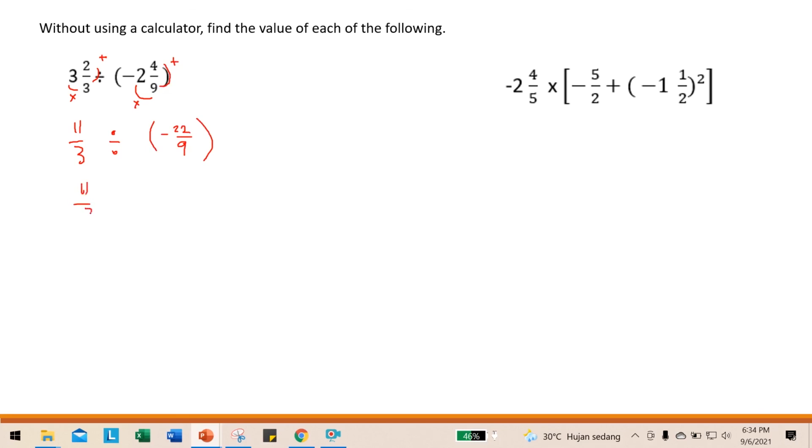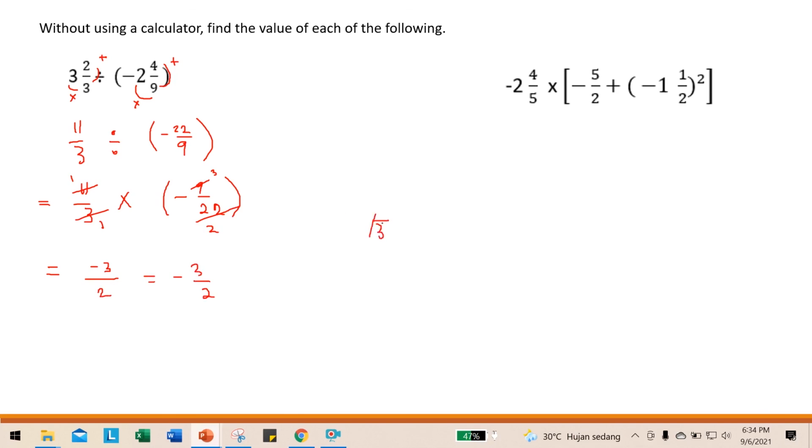Keep, change, flip. You may cancel the top and the bottom number. So 9 and 3 divided by 3. This is 3, this is 1. And this one divided by 11. This is 1, this is 2. So 1 times negative 3 is negative 3. 1 times 2 is 2. Or you may write it as negative 3 out of 2.